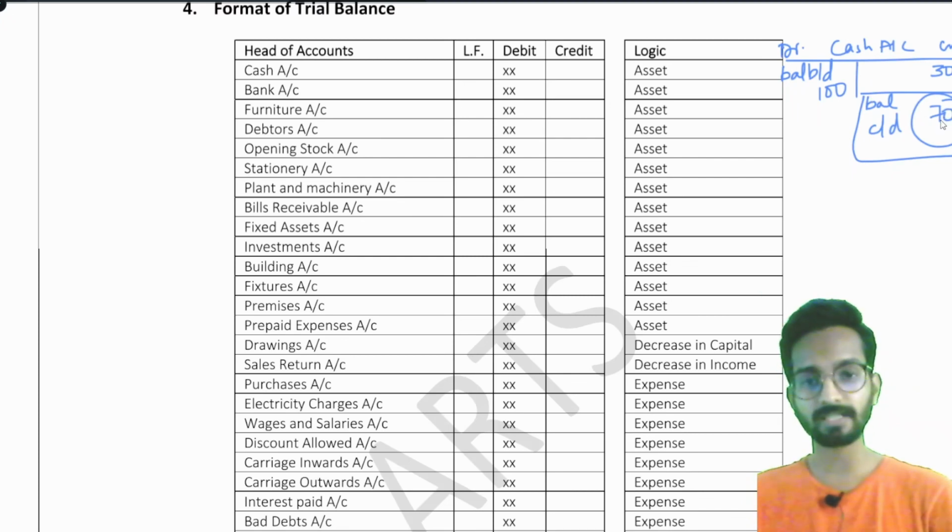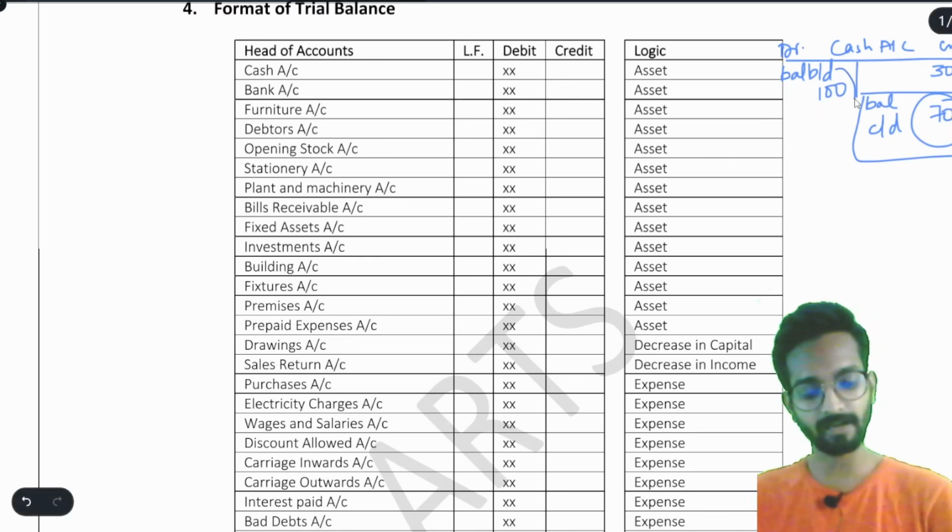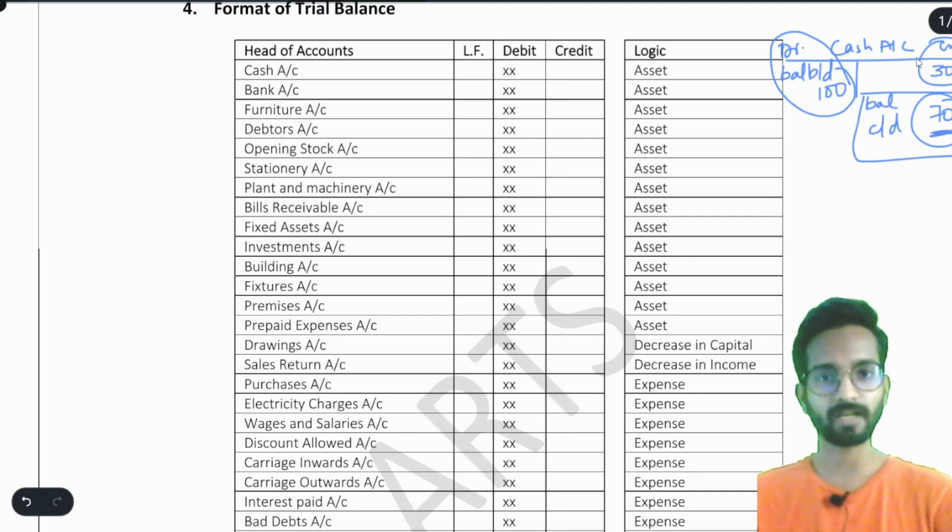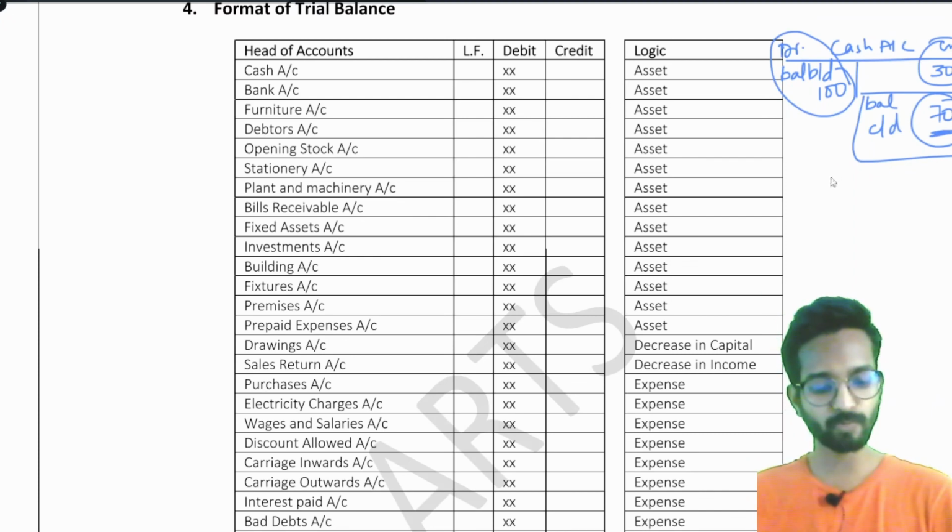You cannot say this is a credit balance just because it is appearing on the credit side. This is the debit balance. Why? Understand this. We had 100 rupees on the debit side, 30 rupees in credit. So the balance whatever remains is the debit balance only. Understood? You can understand it from this point also.